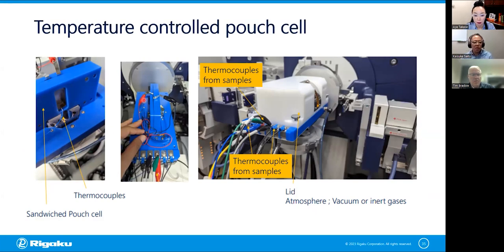So then we connect the wires. Then we put the white cover or lid on top of the pouch. And under this white lid, you can control the environment, either vacuum or inert gas.